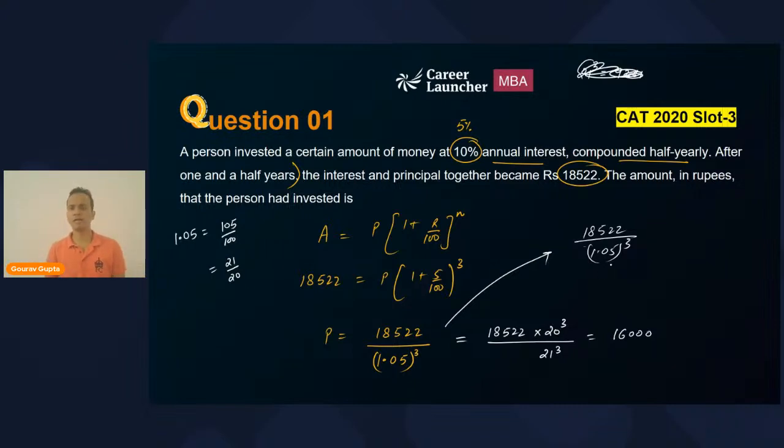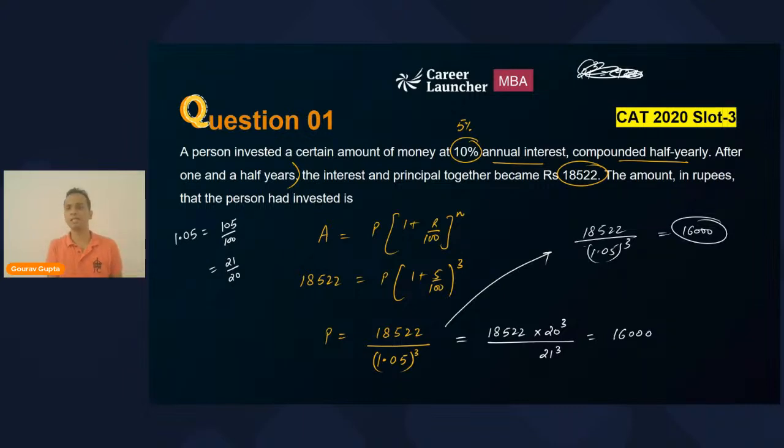So आपको करना क्या है? 18,522, you will have to divide it by 1.05 3 times. So 18,522 divided by 1.05 divided by 1.05 divided by 1.05. Okay, and you will get 16,000 as the answer. Fine. So there is no harm in using calculator. The on-screen calculator is given.